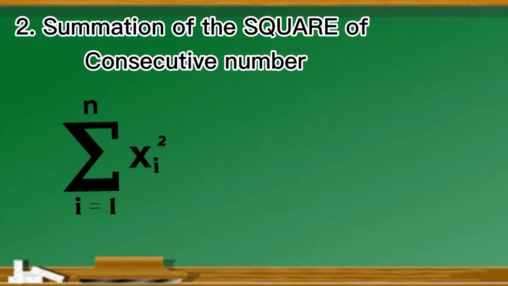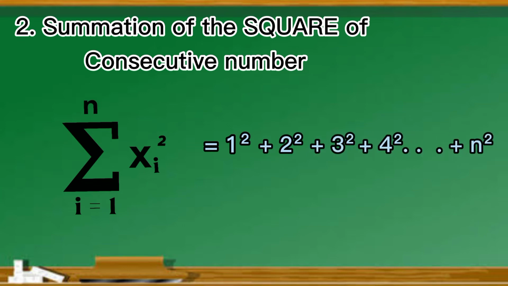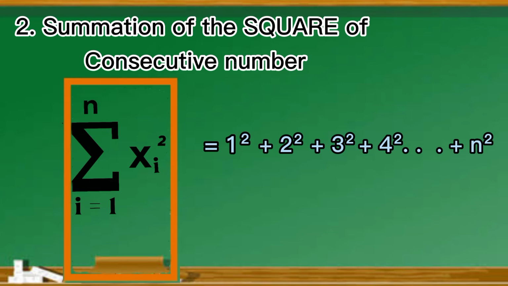Now, moving on sa ating next property, we have number 2, summation of the squares of consecutive numbers. So, sa nauna nating property is kinuha natin yung mga sum ng consecutive numbers. Ngayon naman ay kukunin natin yung sum ng square of consecutive numbers. So, this time, ang bawat term ay may exponent na 2. Let's say, i-add natin yung numbers from 1 up to n. So, meron tayong 1 squared plus 2 squared plus 3 squared plus 4 squared and so on up to n squared. In sigma notation, we write this as ganito class. We have sum of x squared that is from 1 to n.